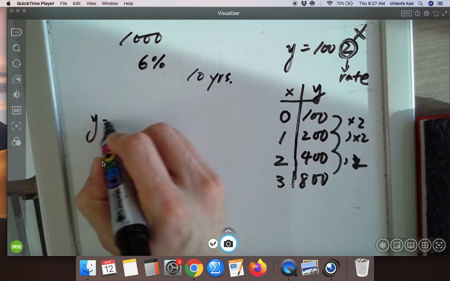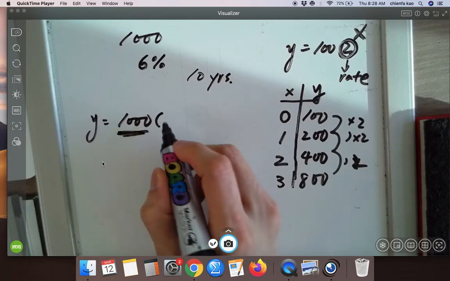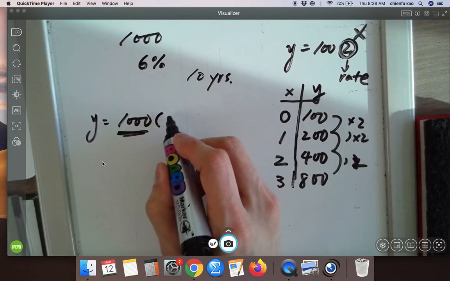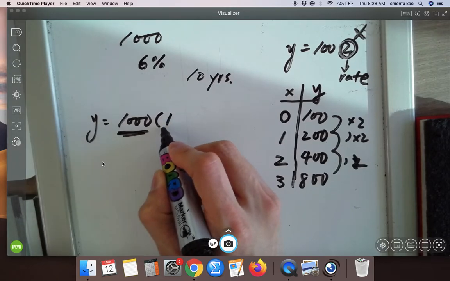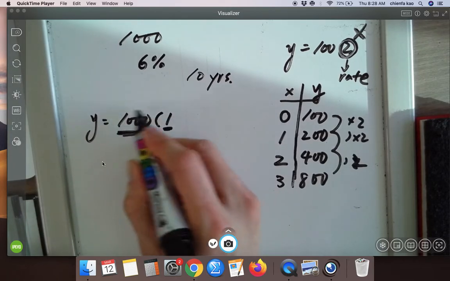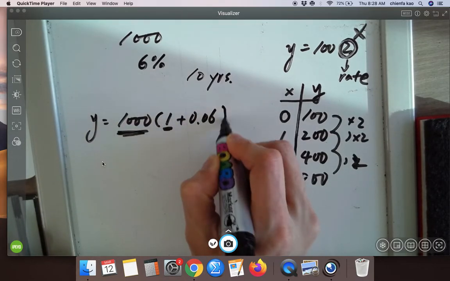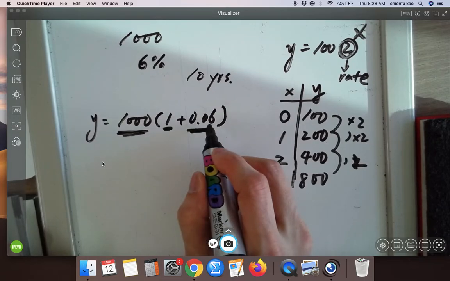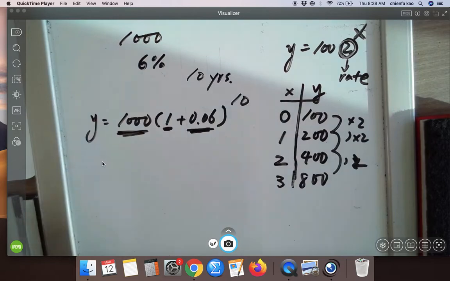So y equals to 1,000. You first start with 1,000. Every single year you get 6%. So at the end of the first year, you will keep your original 100% of this money, and then you will get an additional 6%. Okay? It's 10 years on top of that.